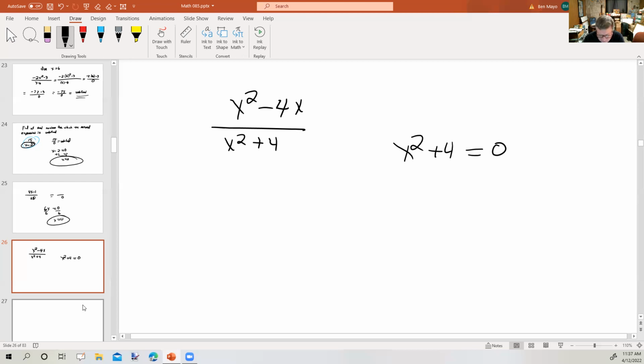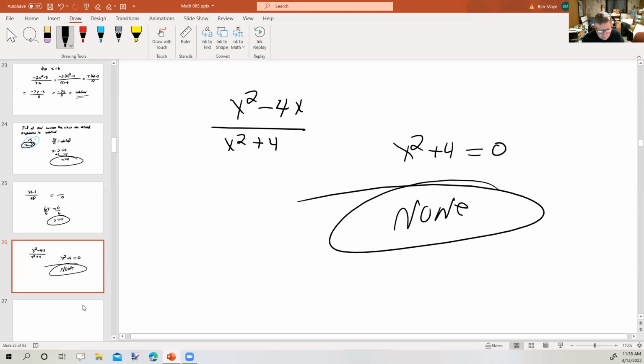Let's take a negative number. What's a negative number squared? A negative number times a negative number is a positive. And what's positive plus 4? Positive. So there's no value of x that would make this thing equal to 0. Okay?